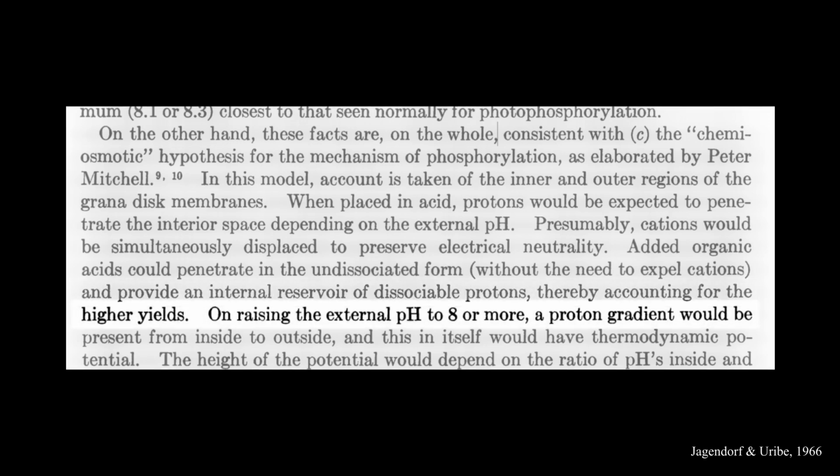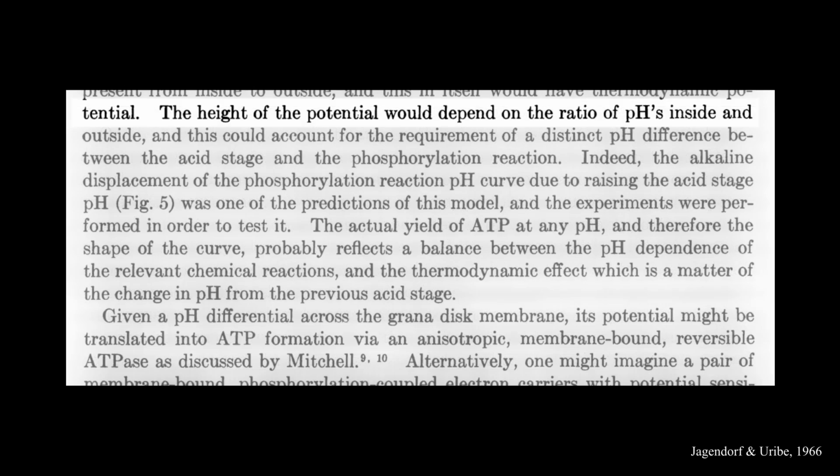On raising the external pH to 8 or more, a proton gradient would be present from inside to outside, and this in itself would have thermodynamic potential. The height of the potential would depend on the ratio of pHs inside and outside, and this could account for the requirement of a distinct pH difference between the acid stage and the phosphorylation reaction. Indeed, the alkaline displacement of the phosphorylation reaction pH curve due to raising the acid stage pH was one of the predictions of this model, and the experiments were performed in order to test this.